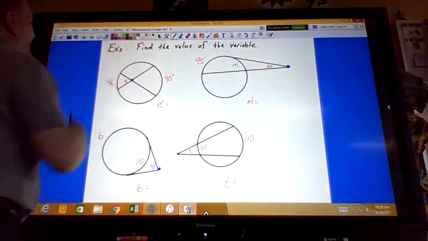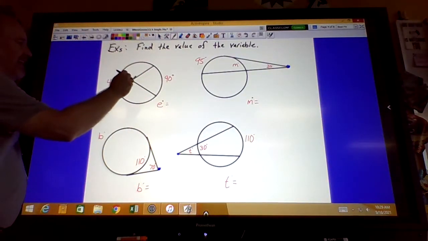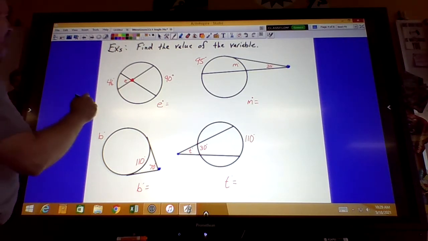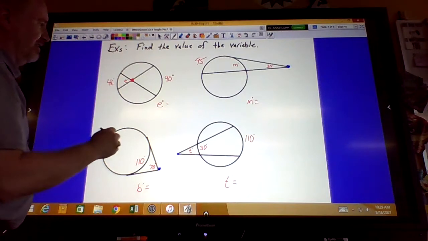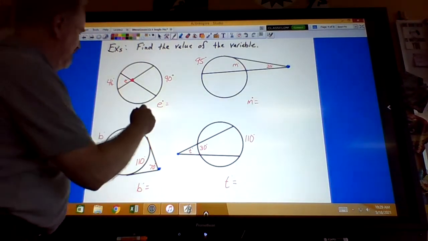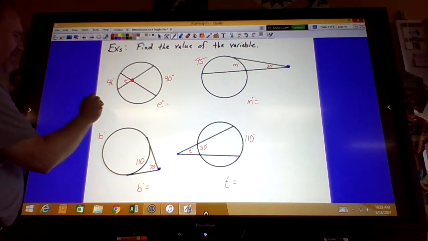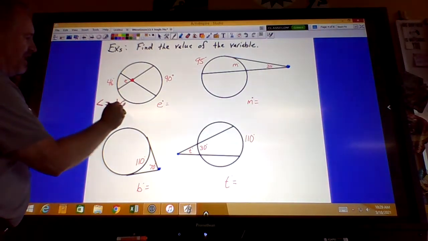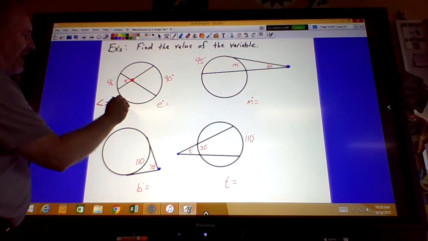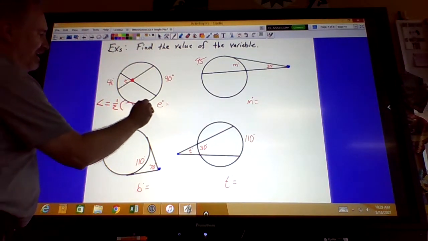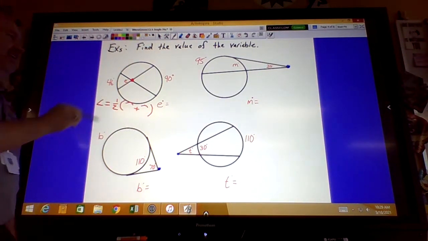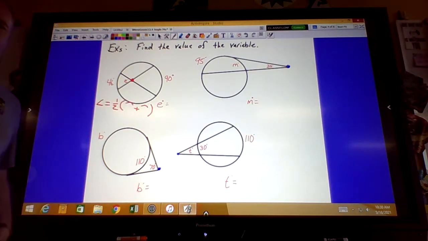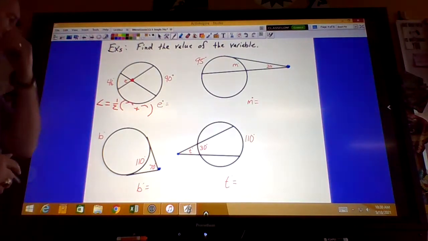Okay. As mentioned, this one is an inside where they intersect. So you use this formula right here. And I'm going to write it. The angle is equal to half the arcs added together. And again, in the ones where they meet on the inside, it doesn't really matter. Close and far, that stuff doesn't matter because we're adding them, so the order doesn't matter.